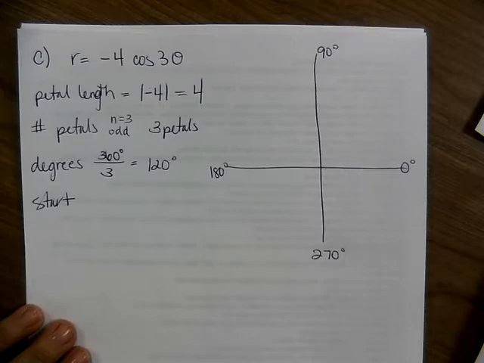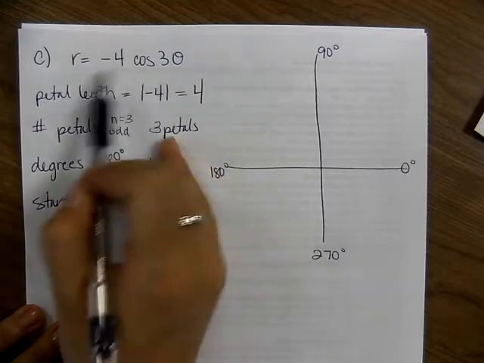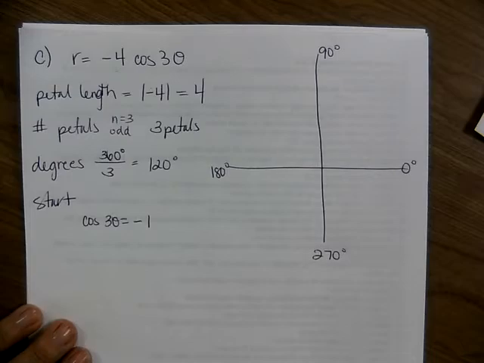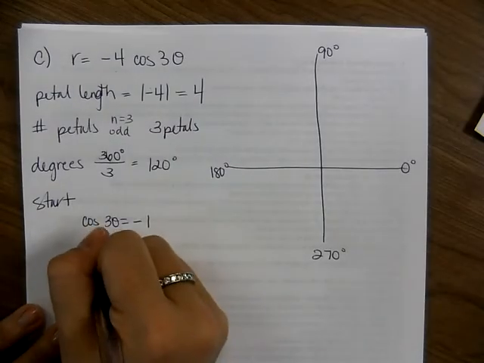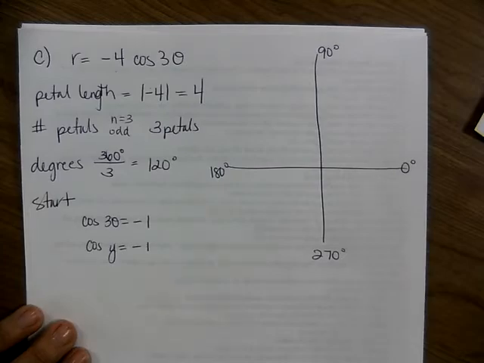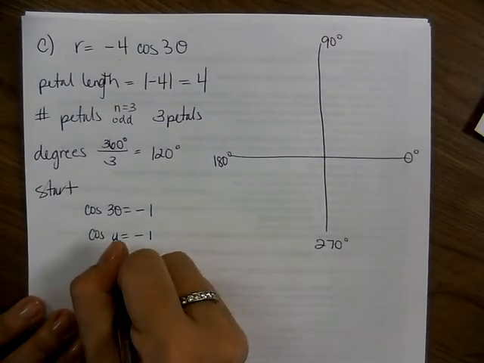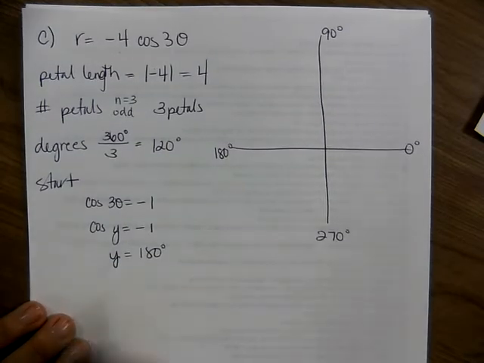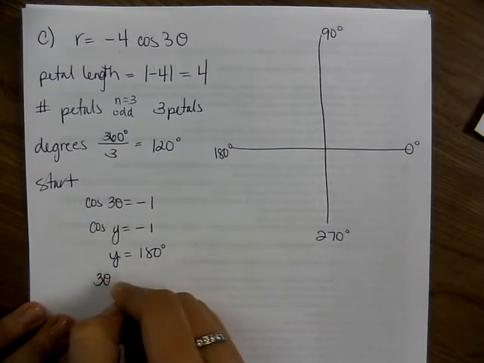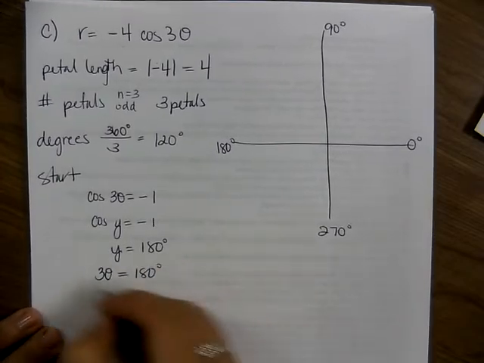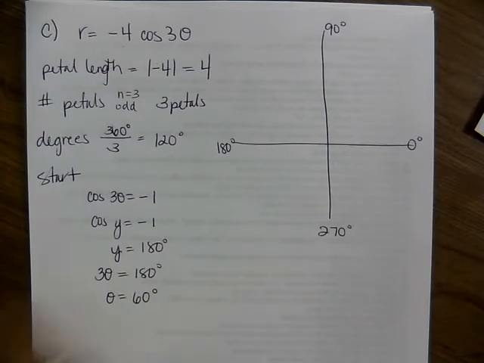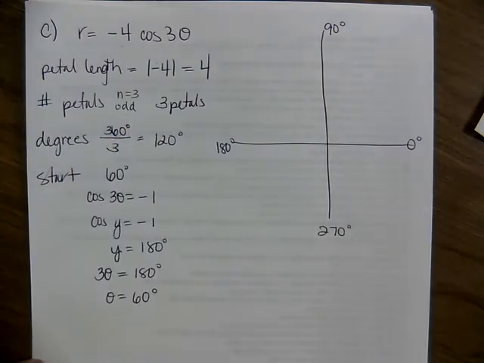And now we have to find the start. So looking at this, n is odd and a is negative. So this is the one case where you take cosine of 3 theta and you set it equal to negative 1. Okay, so again you have to do the replacement. So cosine of y equals negative 1. Cosine is negative 1 at 180 degrees, thinking about the unit circle. Once you have y, we're going to replace it with 3 theta. Now we're going to divide both sides by 3, so theta is 60 degrees. So our starting point is going to be 60 degrees.